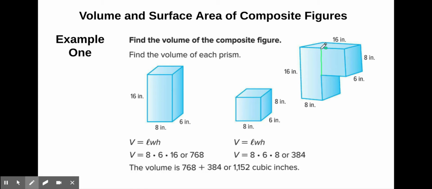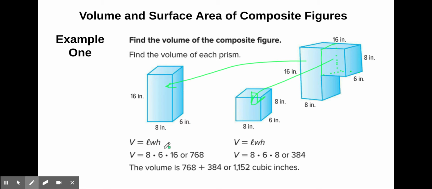It is made of two pieces here, right? Two. You got this block right here, and you got this block right here. And so if we want to figure out the volume for that composite, we have to find the volume of this one and then add to the volume of this one. And so that's what happens here.